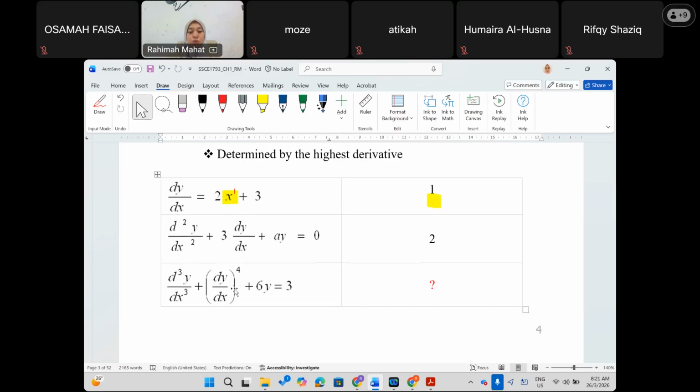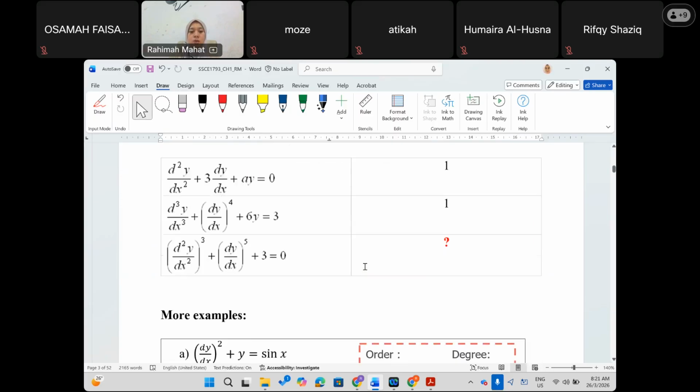For this one it is 2, because here you have the square. So the highest power is 2. And the last one is 3 here, because that is the highest. This one is dy over dx.